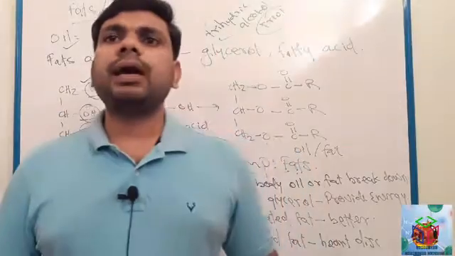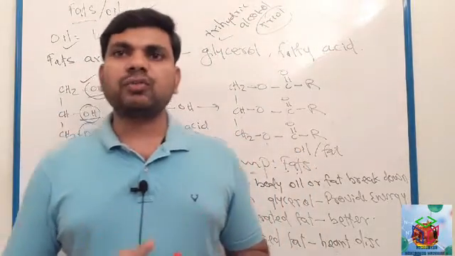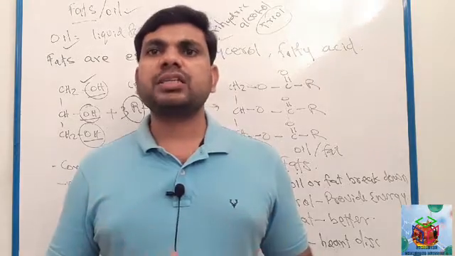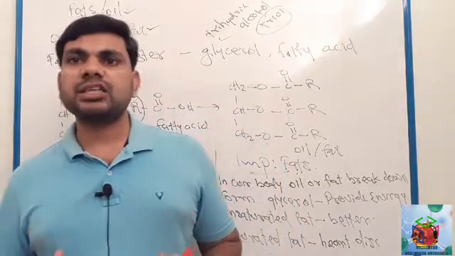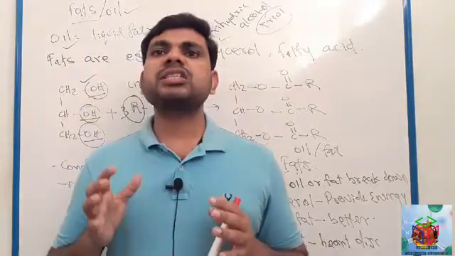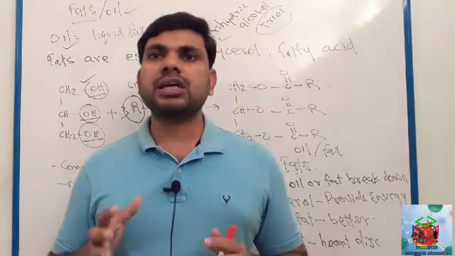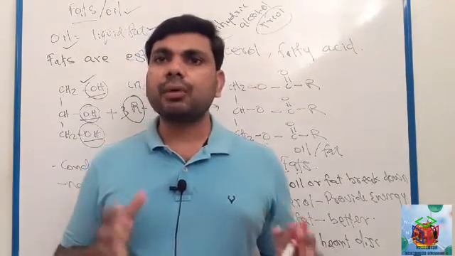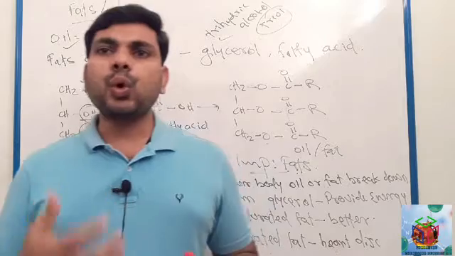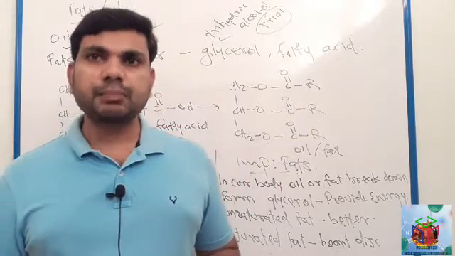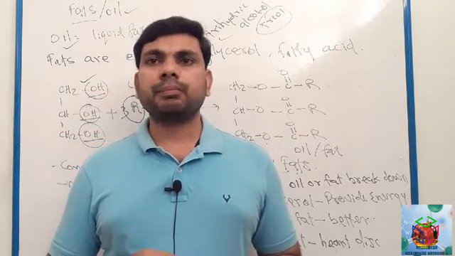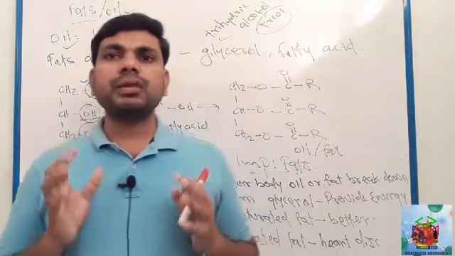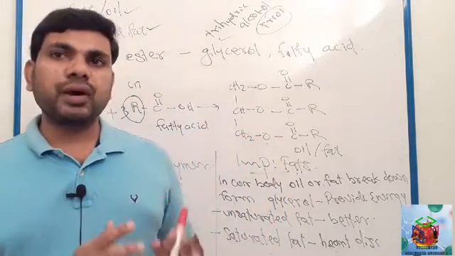Okay, next we have to discuss oil or fat. Oil or fat is an example of a natural polymer. It is a condensation polymer. During formation of oil or fat, a water molecule is formed as a side product, and it is an example of a condensation polymer. The monomers of oil or fat.